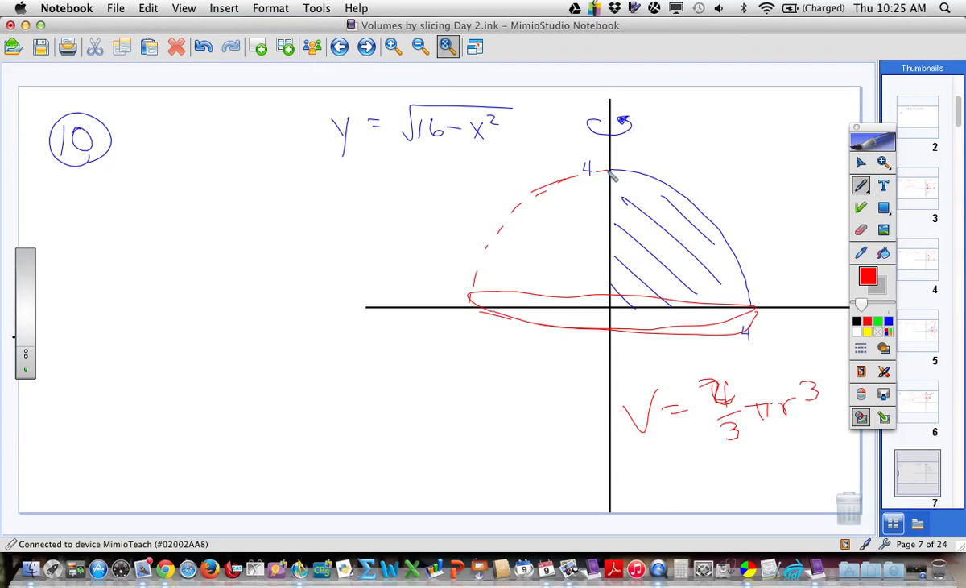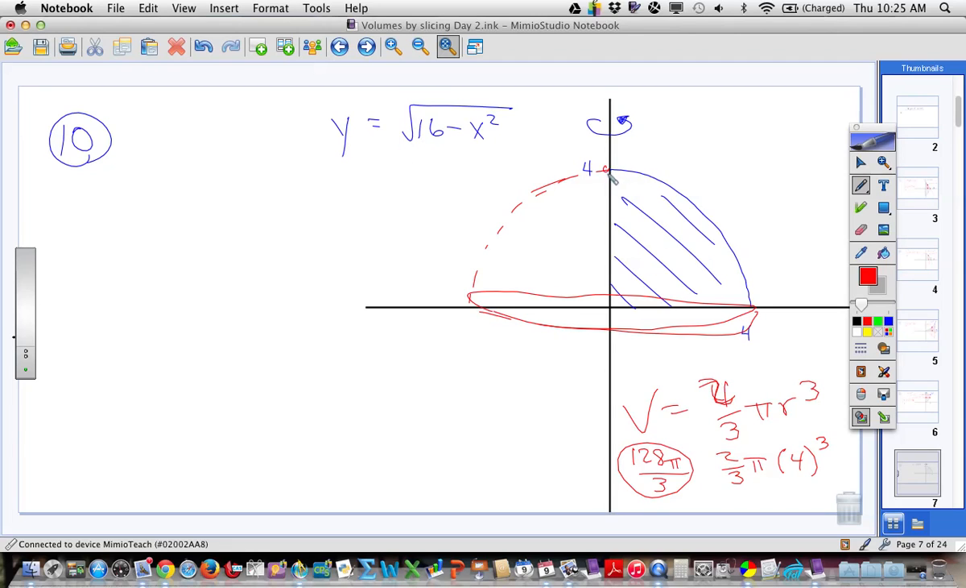And this one has a radius of, looks like 4. So this would be 2/3 pi times 4 cubed. Well, 4 cubed is 64. So this would be 128 pi over 3 is what we should be getting on this problem. Okay? But let's set it up as an integral.